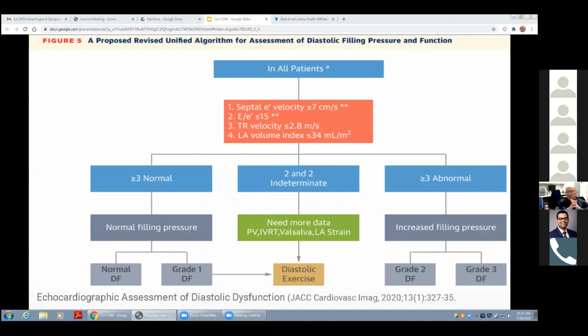But the take-home message for me is pretty simple. Higher grades of diastolic dysfunction, grades 2 and grades 3, are defined by indices that reflect high left atrial pressure. Almost all of those indices of left atrial pressure are left-sided indices, except for the TR velocity, which also reflects pulmonary venous and pulmonary arterial hypertension, as we discussed earlier.